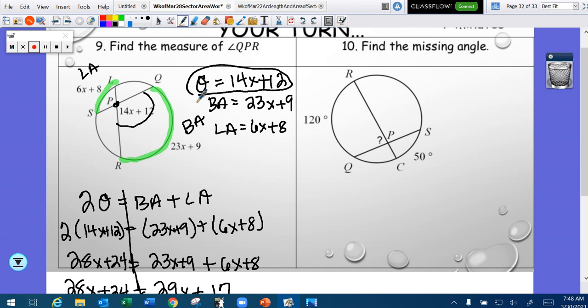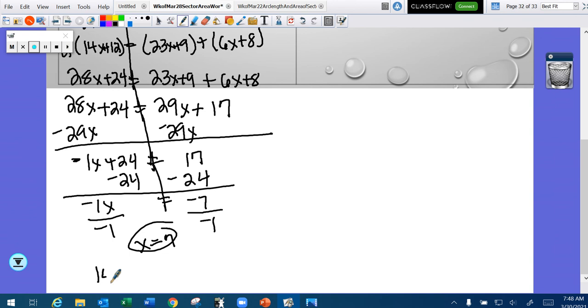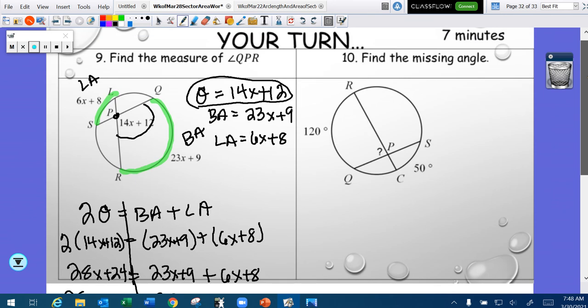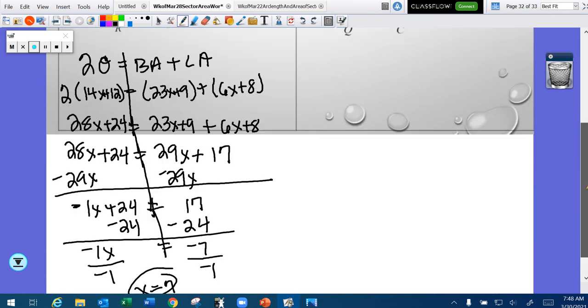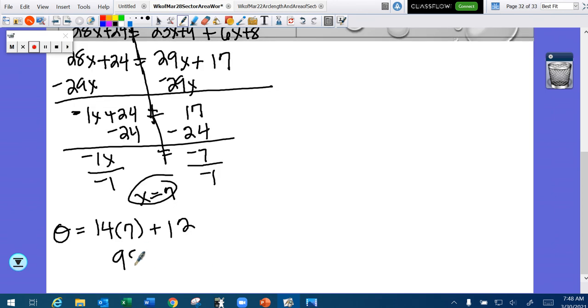This is what I'm looking for. So I have to go and substitute that x in. So I get 14 times 7 to get theta. 14 times 7 plus 12 is going to be 70 plus 28, which is 98 plus 12. Make sure that's right. So theta is equal to 110. And you're finished.